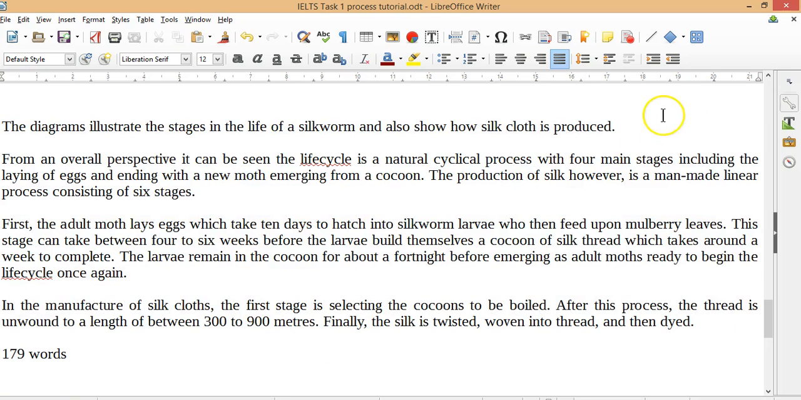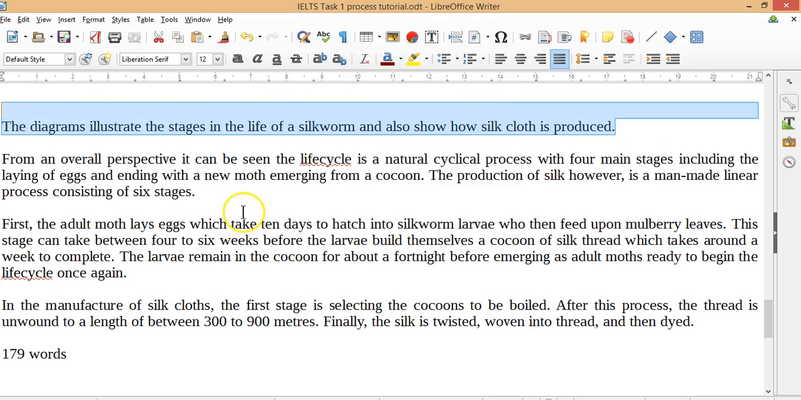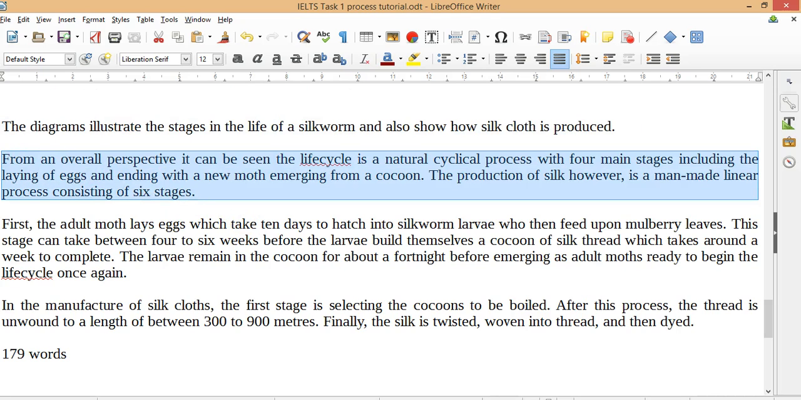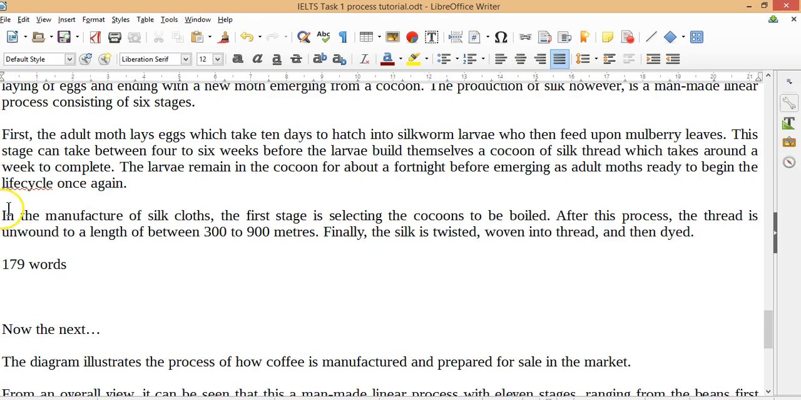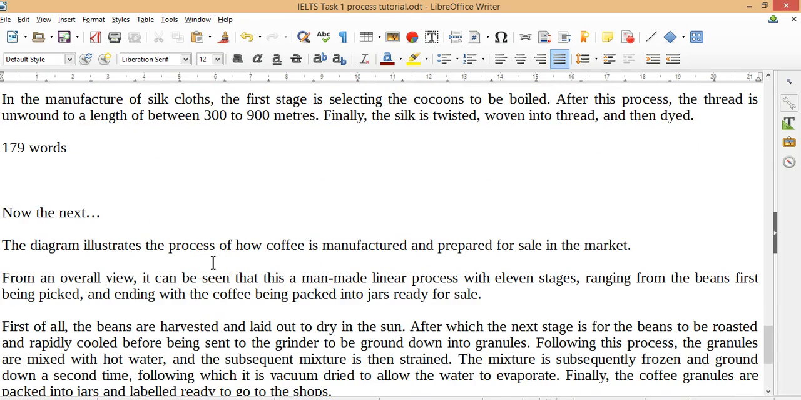That's it. All that you do, you paraphrase, give an overview. Is it a natural process? Is it a man-made process? Is it a cycle? A linear? How many stages? And that's it. And then, first, then, afterwards. So it's basically a list. You know, and then for the cloth, and that's it.